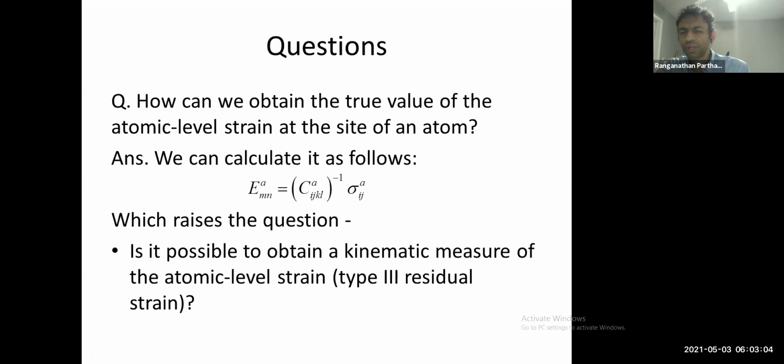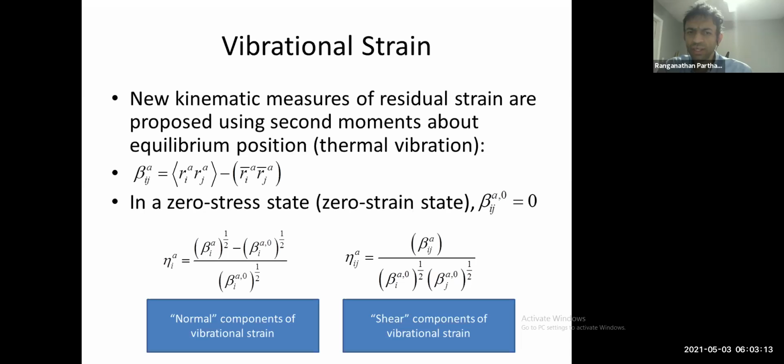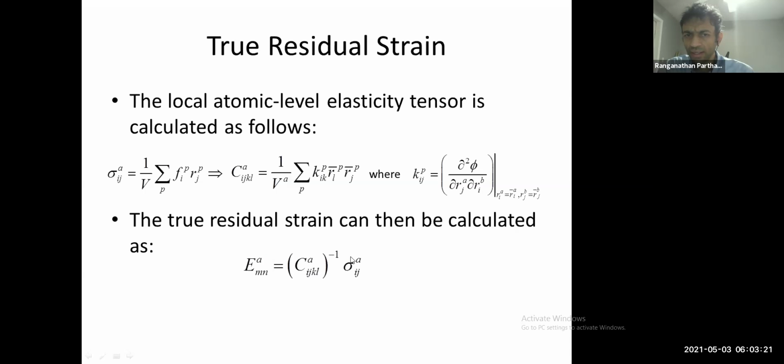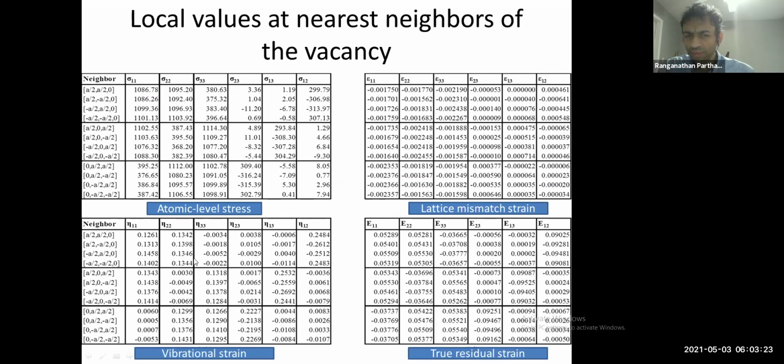So how can we obtain the true value of atomic level strain? We can do it in an energetic manner, but can we get a kinematic measure? We propose to do it using these vibrational strain definitions, and for the vibrational strains, we can see that their magnitudes have a qualitative correspondence with the atomic level stress and with the true residual strains.